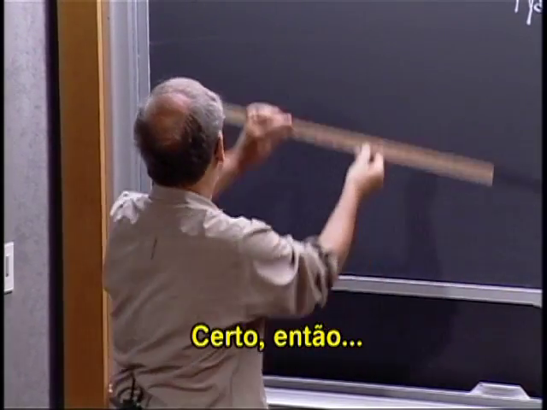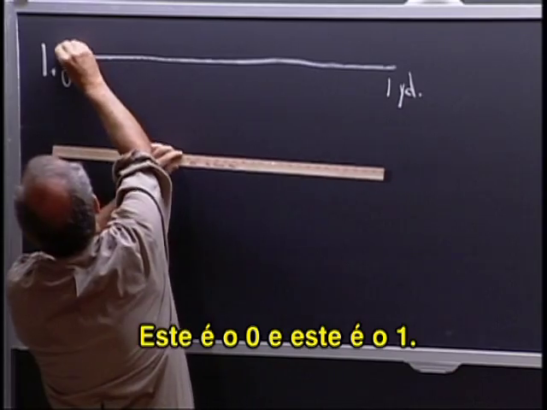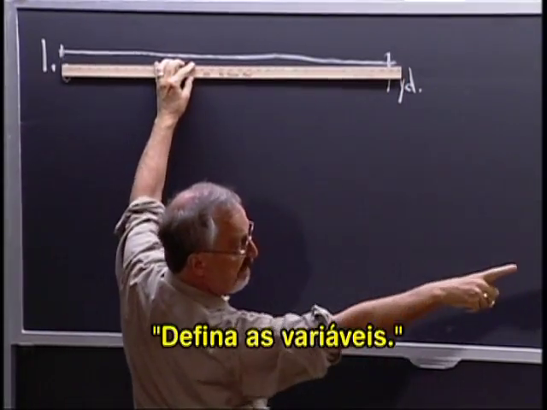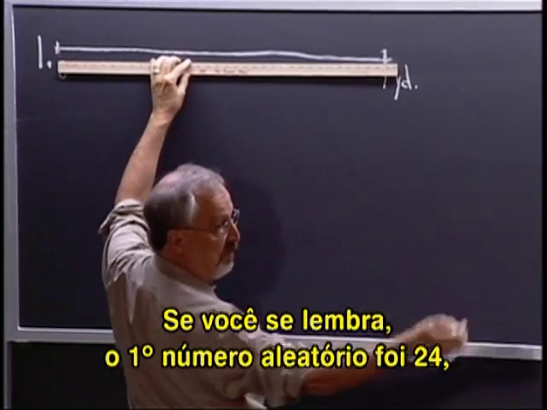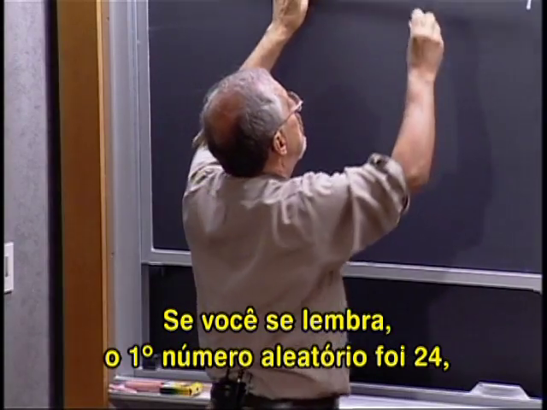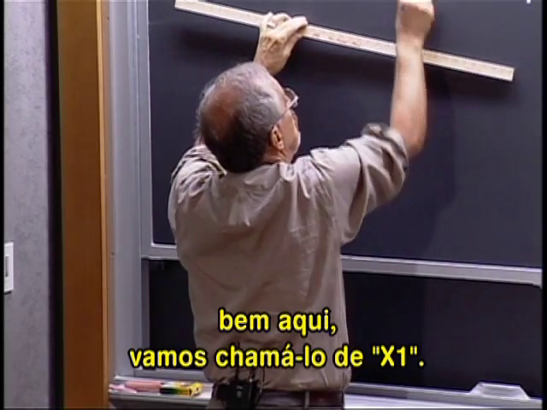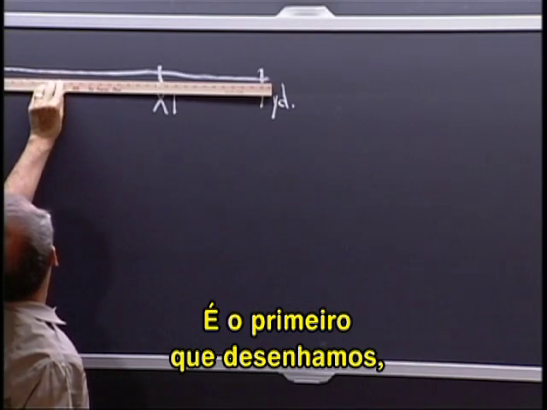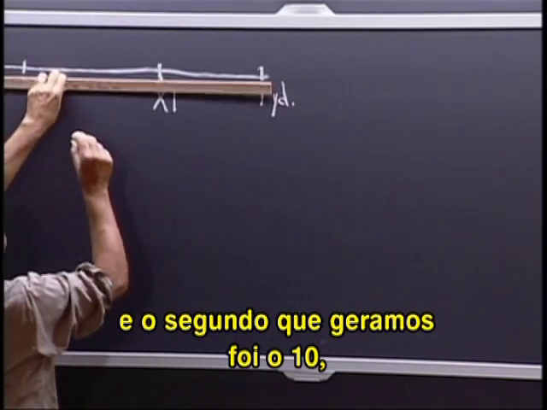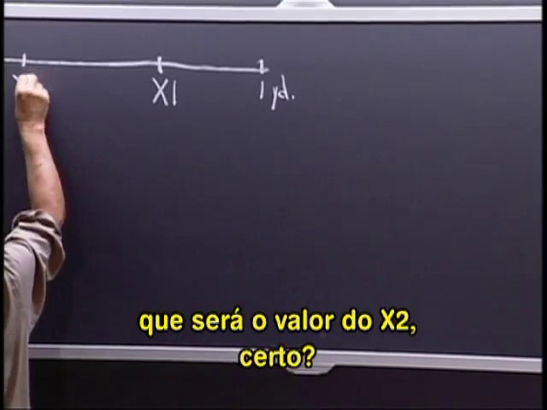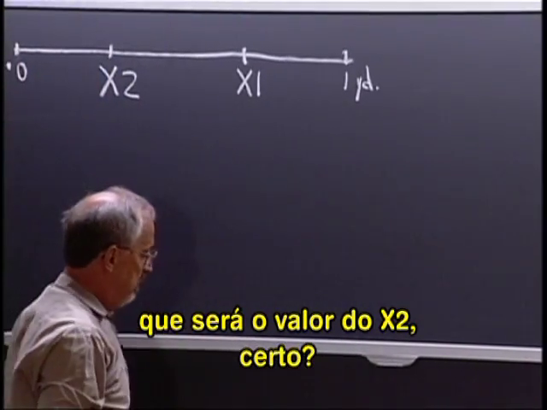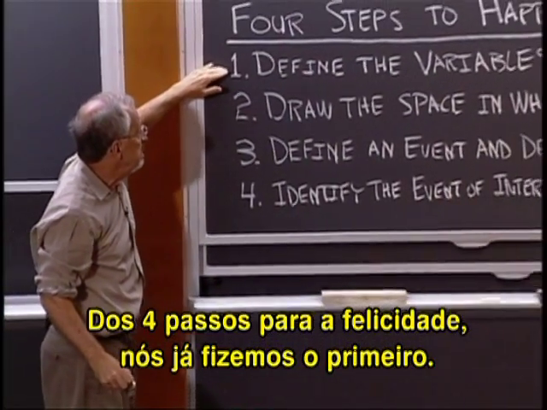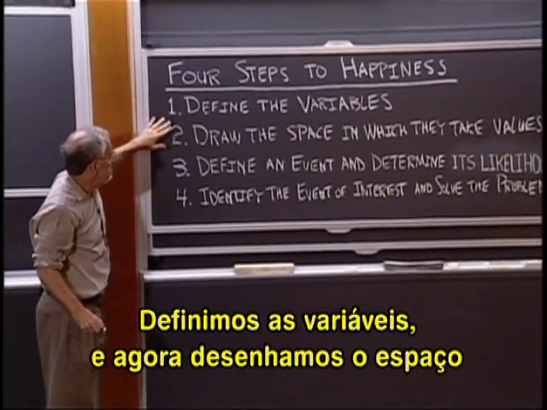Okay, so here's the 0. Here's the 1. Now, define the variables. If you recall, the first random number we picked out was 24, right here. We'll call that x1. That's the first one we draw. And the second one we took was 10, and that's an experimental value for x2. Okay, so in the 4 steps to happiness, we've already now done step 1. And now we've defined the variables.